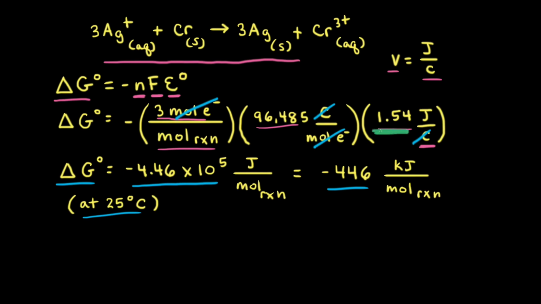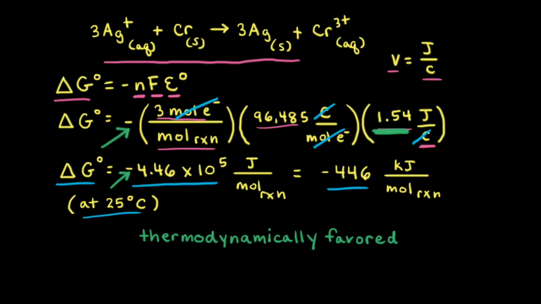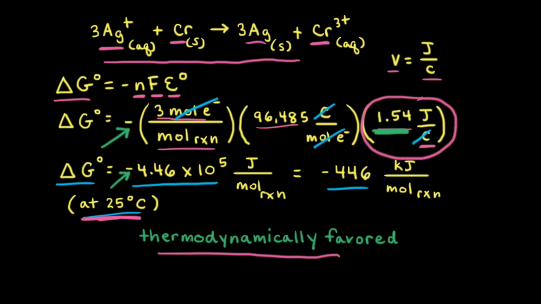Notice that a positive voltage and the negative in the equation means that we get a negative sign in the final answer. And when delta G naught is negative, the reaction is thermodynamically favored, which means at 25 degrees Celsius, silver cations will react with solid chromium to form solid silver and chromium 3+ ions. And what this example shows us is whenever the voltage is positive, that means a thermodynamically favored reaction because delta G naught will be negative.